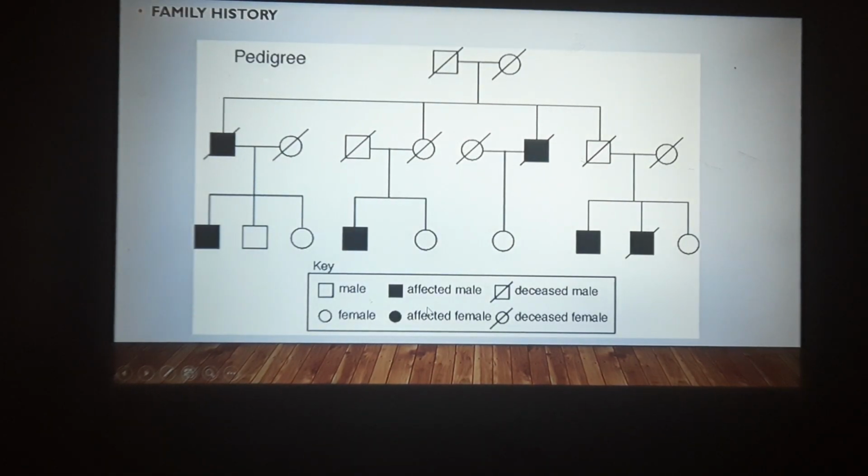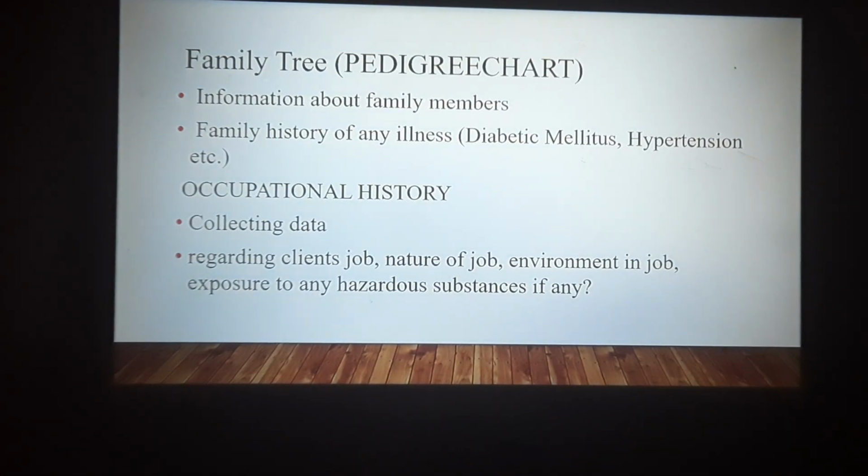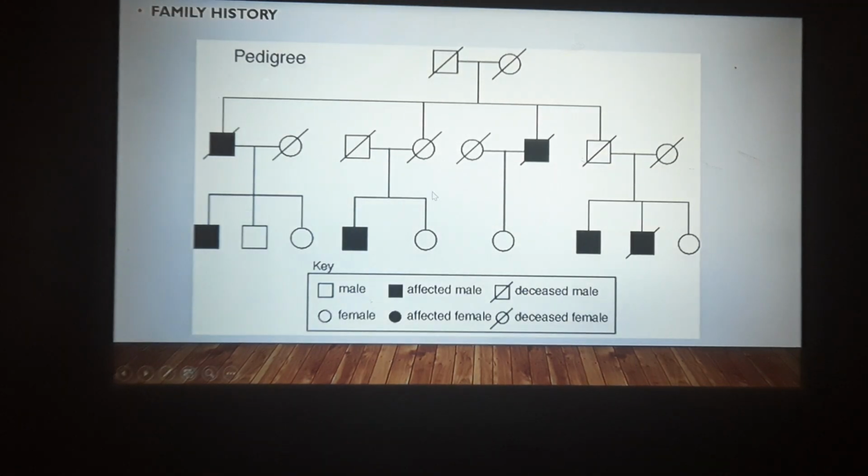And then next one is family tree, also called as pedigree chart. So what you are collecting is information about family members, how many family members are staying in a home, and family history of illness. Family history of illness means if any family members are suffering from diabetes mellitus, hypertension, or any illness, that also you are going to collect in the family history. So this is the family tree or pedigree you can call.